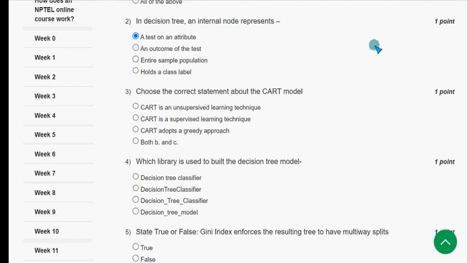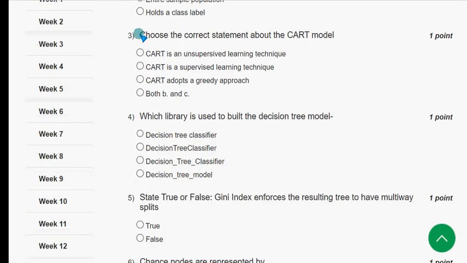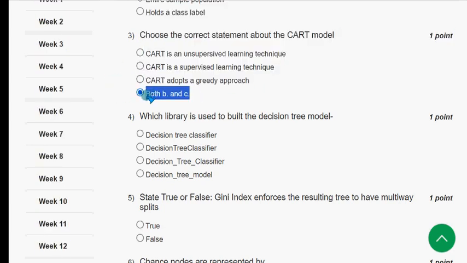Next, third question. Choose the correct statement about the CART model. So for the third question, I think the probable answer is the fourth option, that is both B and C. That means CART is a supervised learning technique and adopts a greedy approach. Fourth option.